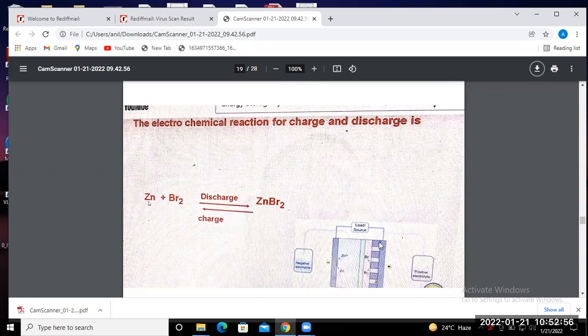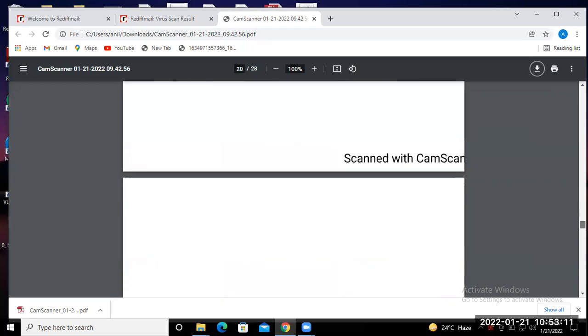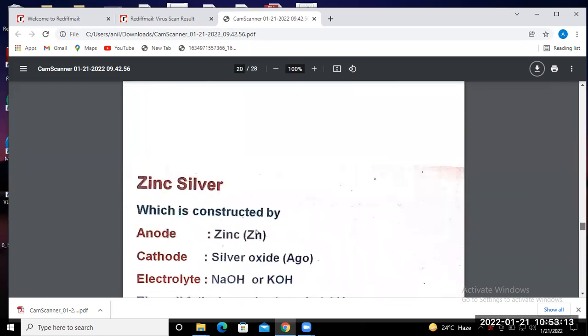This is the structure for the zinc bromide battery. Here we place bromide, and this is your zinc. That means the lead goes to the AC source. Next one is our zinc silver.